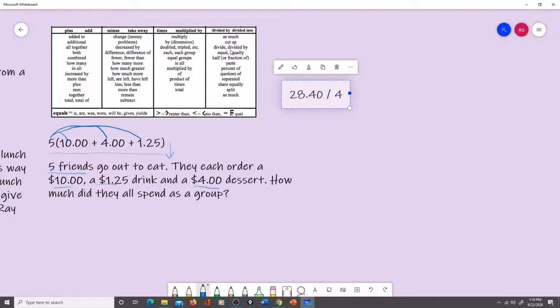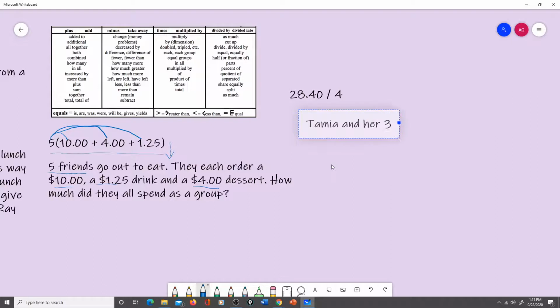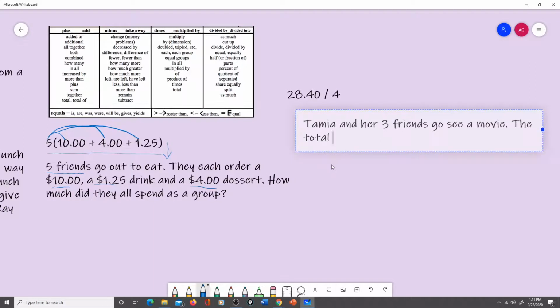So I need to look at, all right, these are some keywords I can use. So I really miss going to the movie theater because we're in this situation where we can't really go. I mean, you could, but I'm not doing that. So let's say for this one that Tamia and her 3 friends go see a movie. The total was $28.40.